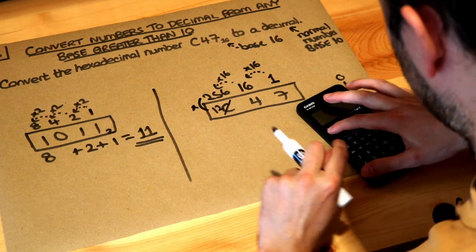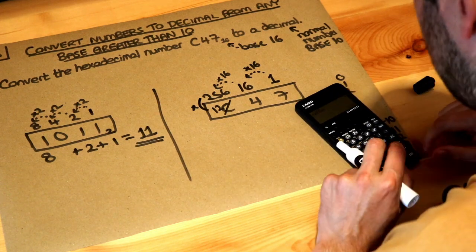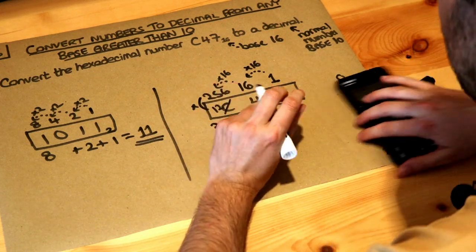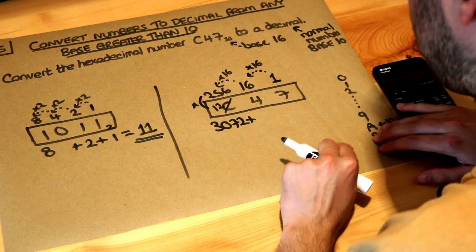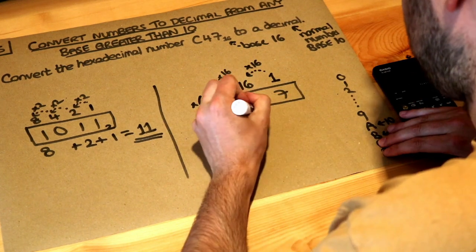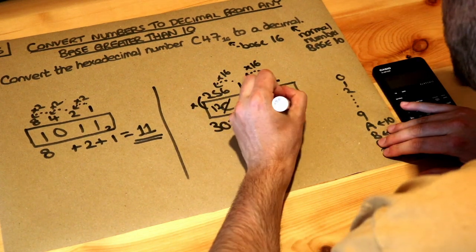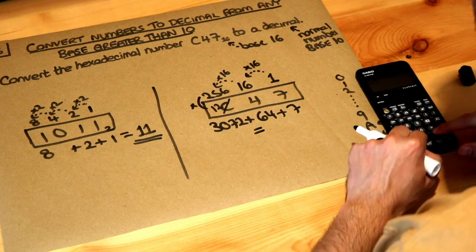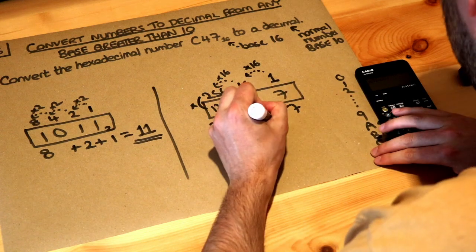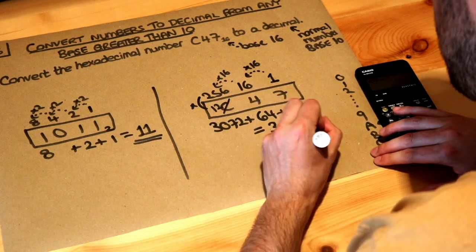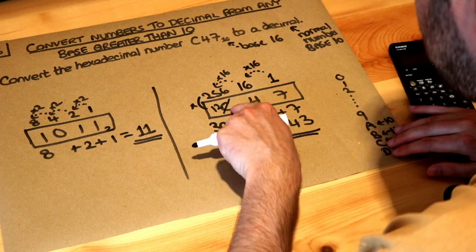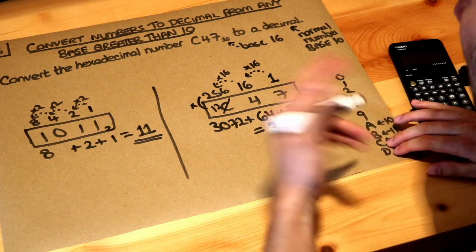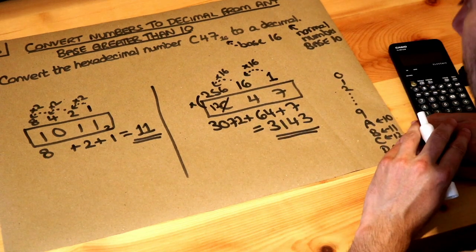I'm going to do that on a calculator because I won't be able to do it in my head. So that's 3072. Now the 4 here is worth 16. 4 times 16 is 64. And then we've got 7 times 1, which is 7. And if I add those up, 3072 plus 64 plus 7 is 3143. So the hexadecimal number C47 has a value of 3,143 as a normal number, as a decimal number in base 10.